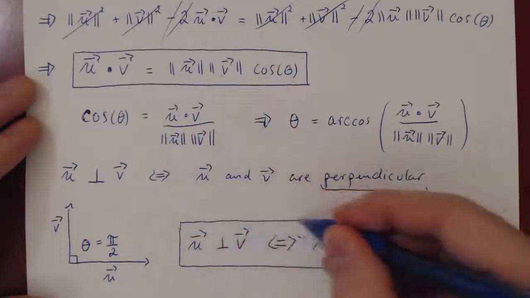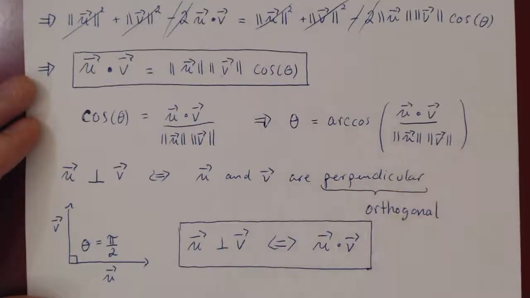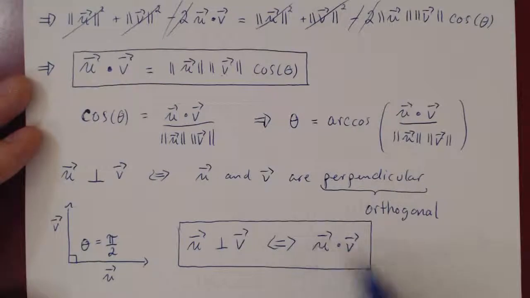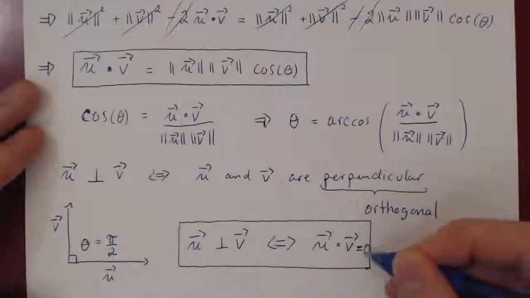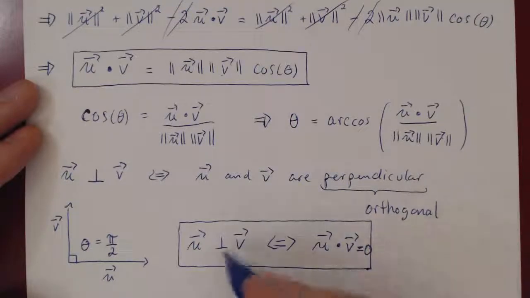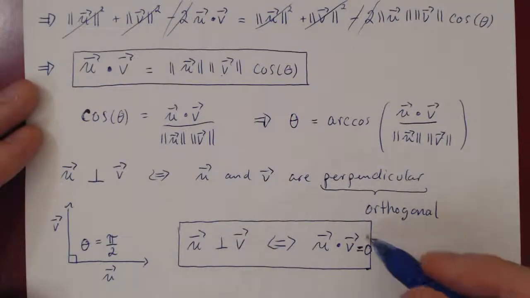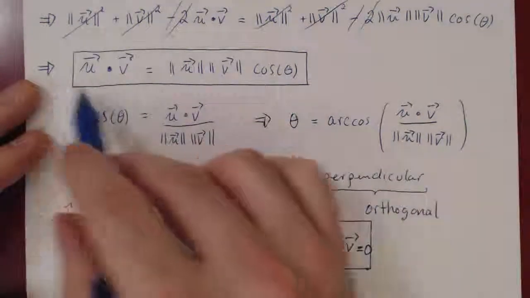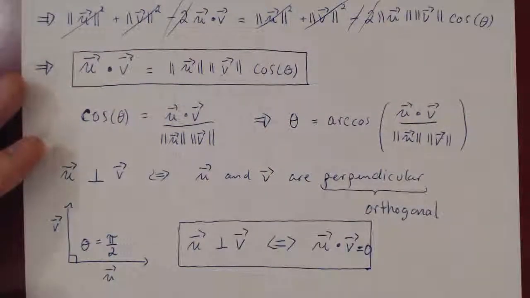So that is one really neat consequence of the dot product. Whenever you want to check whether or not two vectors are perpendicular or orthogonal, dot the two vectors, and if the dot product is 0, the vectors are perpendicular. If the dot product is not 0, the vectors are not perpendicular. Simply coming from this equality.